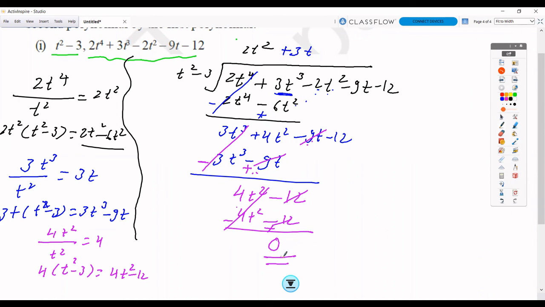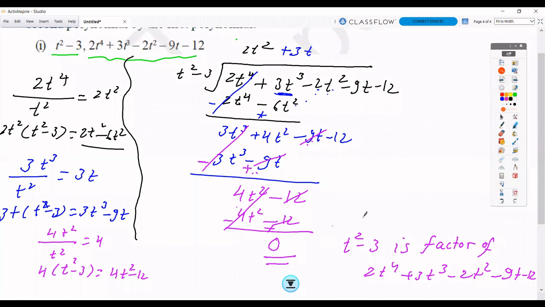As I said, if the remainder is 0, then it is a factor, which means we can write: t square minus 3 is a factor of t to the power 4 plus 3t cube minus 2t square minus 9t minus 12. Otherwise, if the remainder is anything apart from 0, we cannot say it is a factor. This is what you are supposed to do for checking a factor.